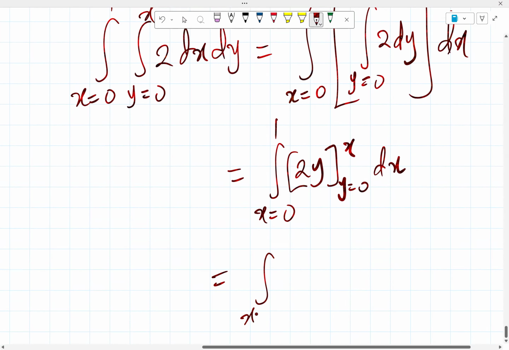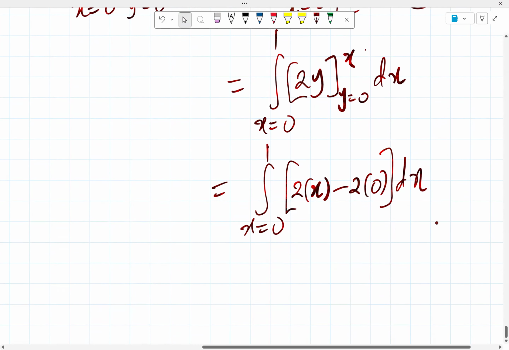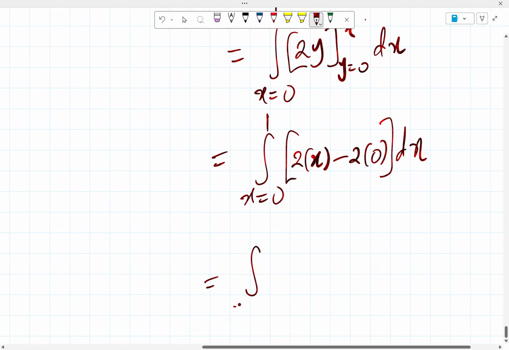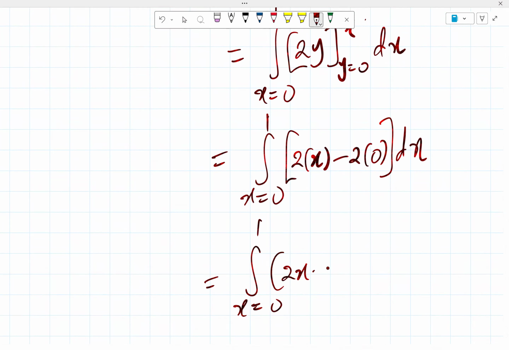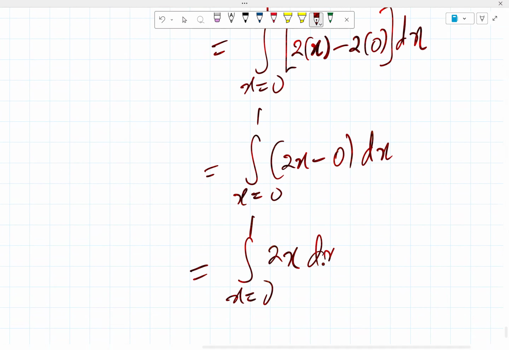So you have the integral from x equals 0 to 1. So you put the values of y now. So you have 2 times x, because y is equal to x at the top, minus 2 times 0 because y is 0 down here, and all of that times dx. So that means you have the integral from x equals 0 to 1 of 2x minus 0 dx. Let me just go step by step. And then you have the integral from x equals 0 to 1, 2x dx, right?